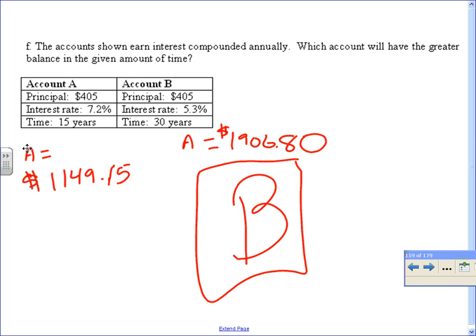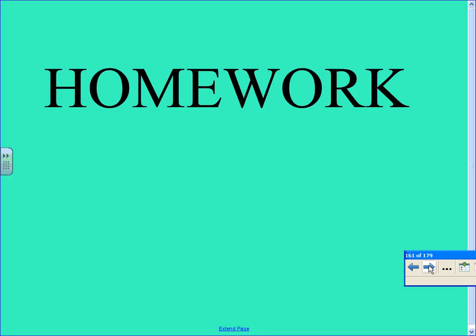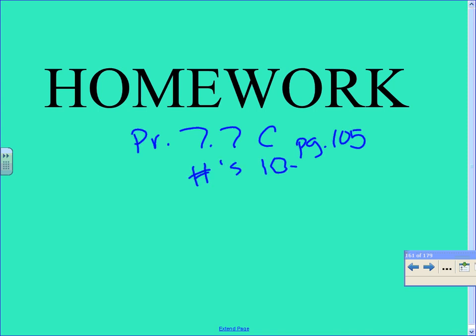You guys feel like this is pretty similar to what we've been doing? Okay. So two assignments, because the book does not split these worksheets up. First assignment is practice 7.7C, which is at page 105 in your packet. Numbers 10 through 15. You just did this last night as part of your assignment. I think it's page 105. And then also in your homework packet, it's a car problem. It's about car loans. That's page 107.